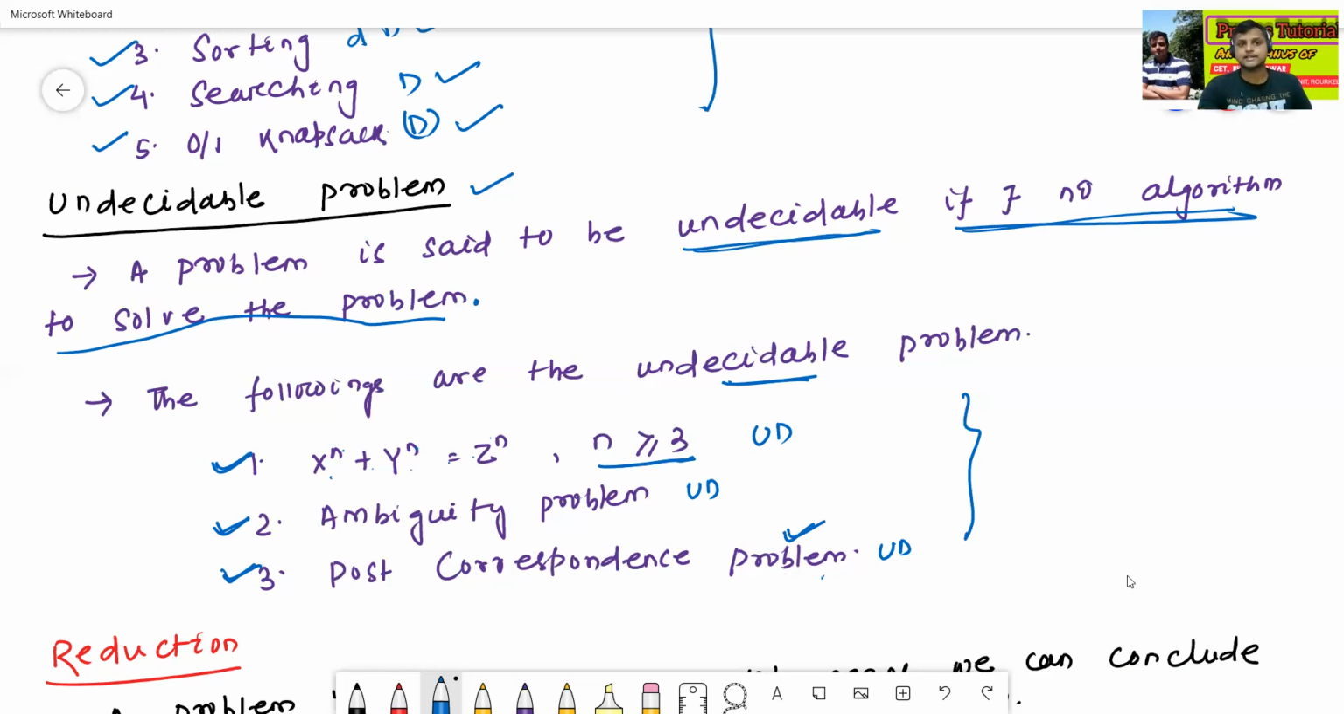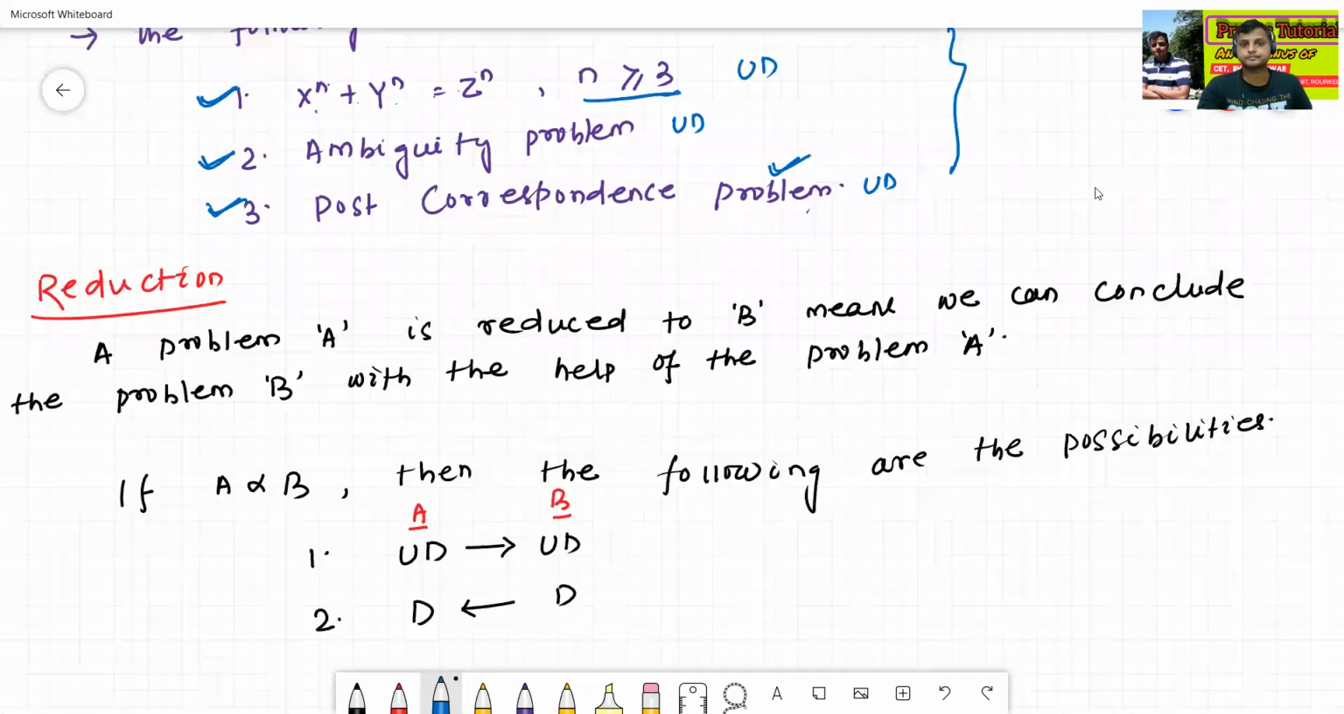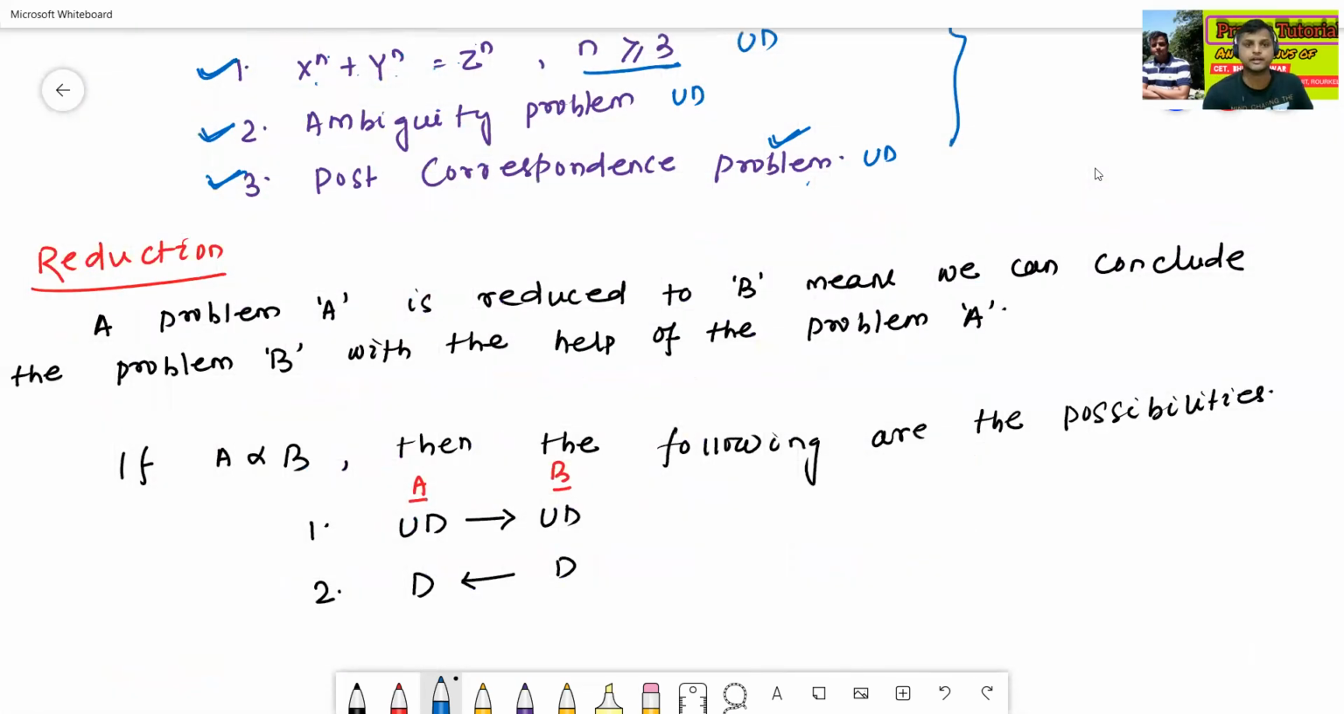So the next concept, a very important concept, is the reduction problem. So what is the meaning of the reduction problem? A problem A is reduced to problem B. Here we can write it like this: problem A is reduced to problem B.